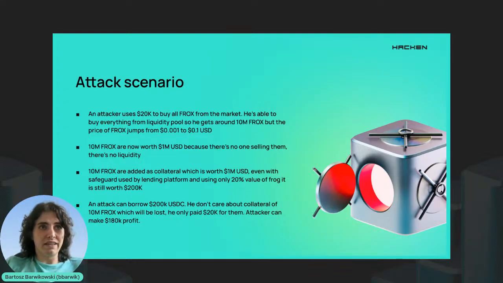Because of this, he spent $20,000, and now he has coins which in theory are worth $1 million. And now you can use these 10 million frogs tokens as the collateral, which the platform will calculate as worth $1 million, and it would allow you to borrow $200,000. So you just use the tokens as collateral, and you get $180,000 profit after that. And there were attacks like this.